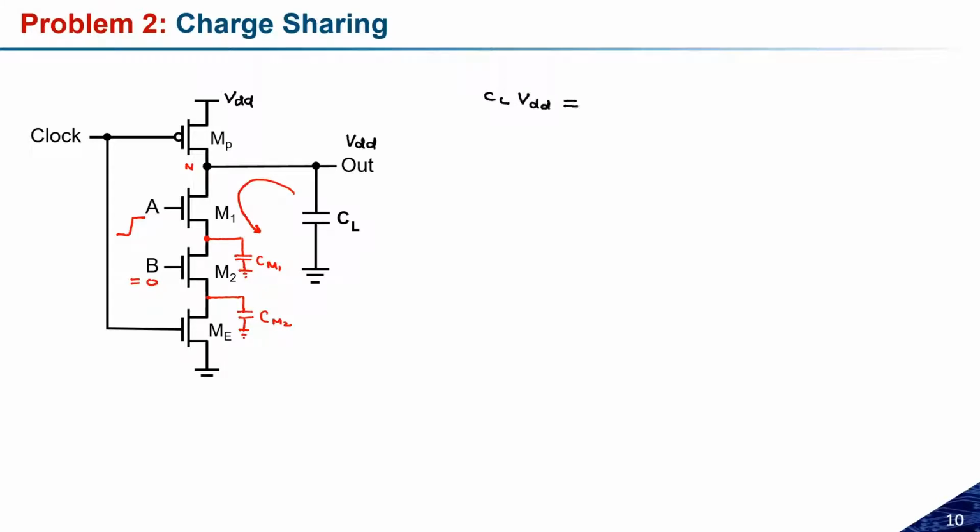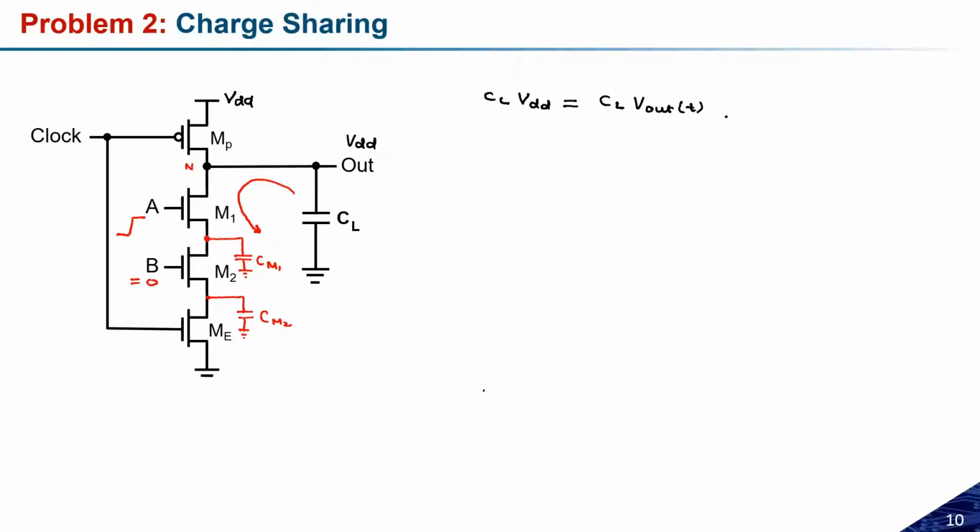This was the initial state, at t equal to 0, when the output voltage was VDD. But after some time, when I have turned on transistor M1, some of the charge will be redistributed to CM1. So let us write it as CL, the capacitance left at the load, times the output voltage at a certain time t.